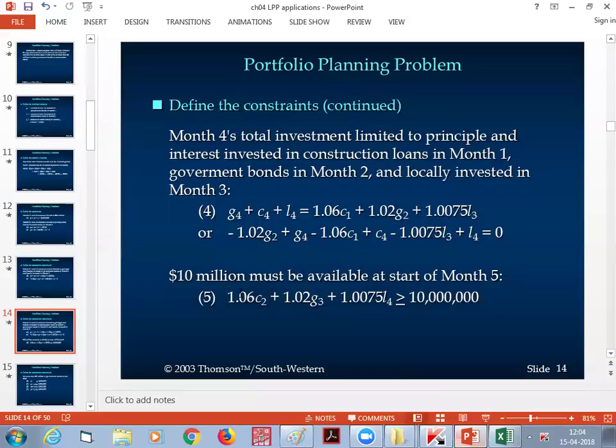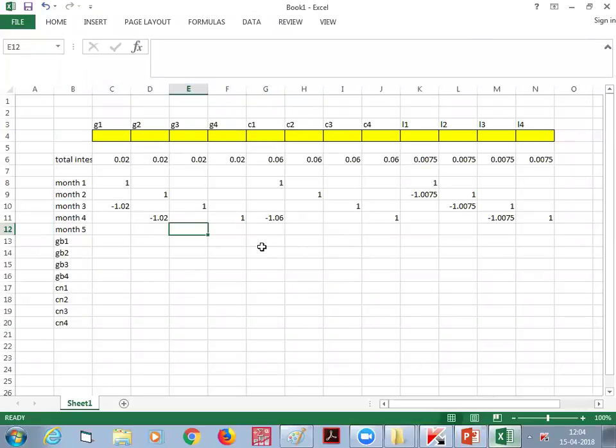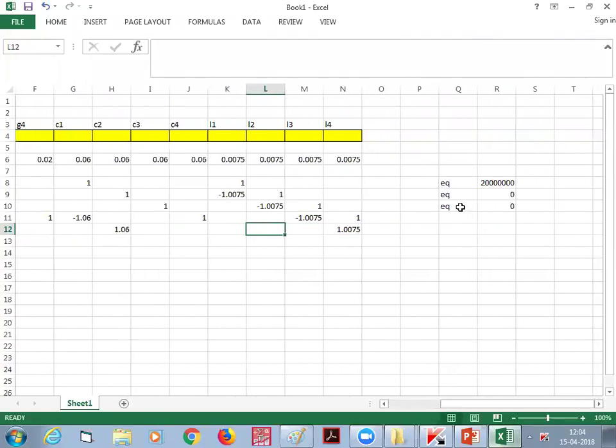At month 5, positive. So 1.06, 1.02, and so on. So this one becomes 1.02 here, 1.06 here, and 1.0075 here. And this should now be greater than or equal to, oh, this is also equal to 0. And this one is greater than or equal to how much? 10 million there.